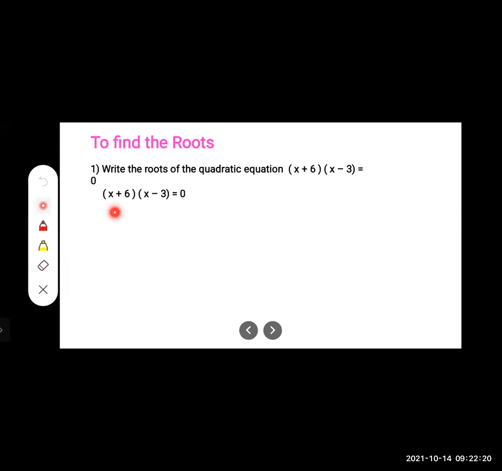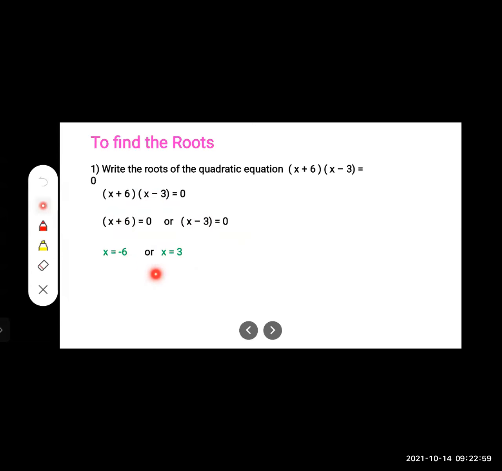Is it clear, children? So how to do? x plus 6 into x minus 3 equal to 0. So what we will do the next step? Each term will equate to 0. Okay. So how we can write here? x plus 6 equal to 0 or x minus 3 equal to 0. So what will the next step? x equal to, this plus 6 goes to the other side. It will become minus 6. Or x equal to, this minus 3 will go to the other side. It becomes plus 3. Clear, children? This plus 6 becomes minus 6 and minus 3 becomes 3.